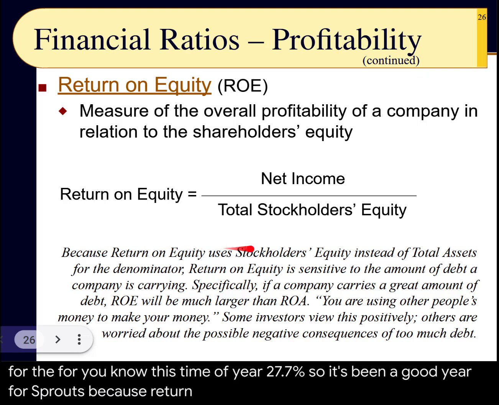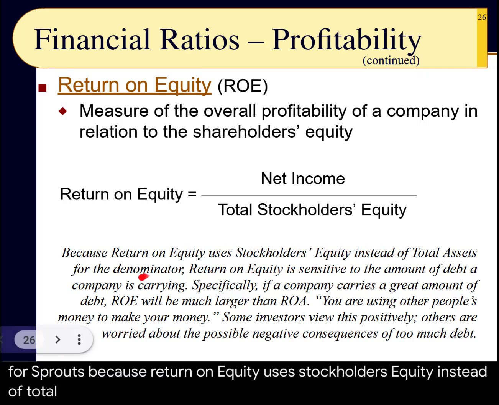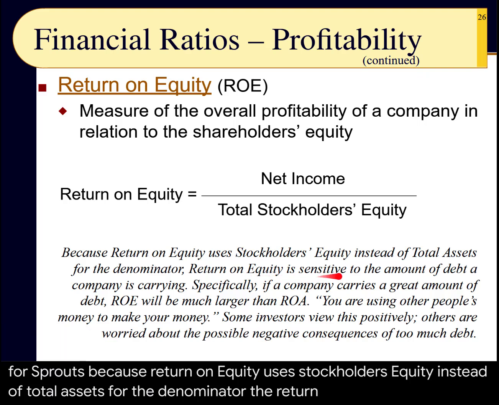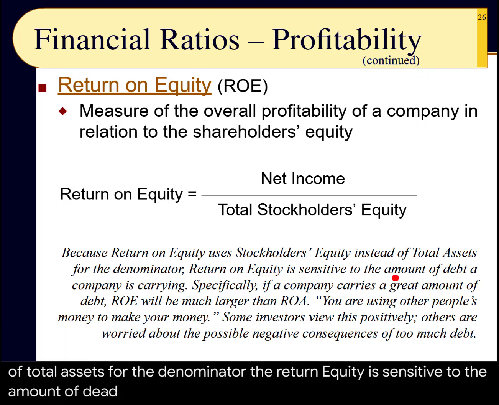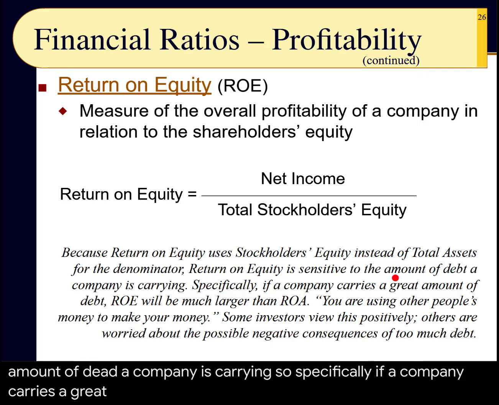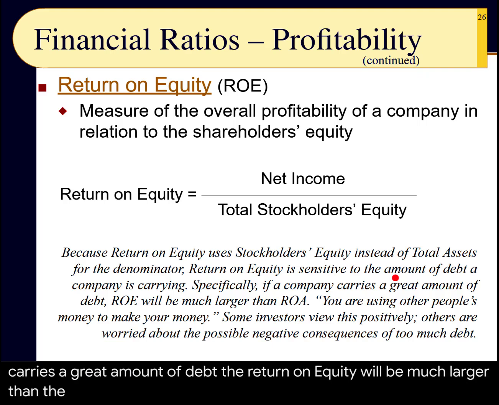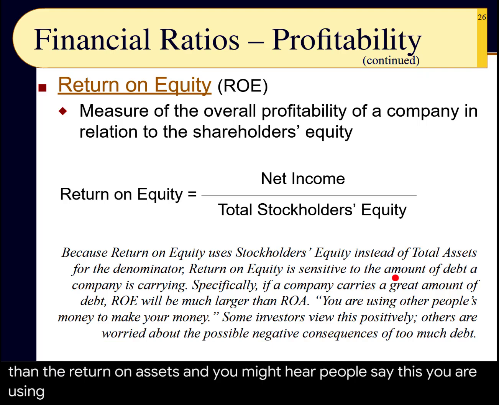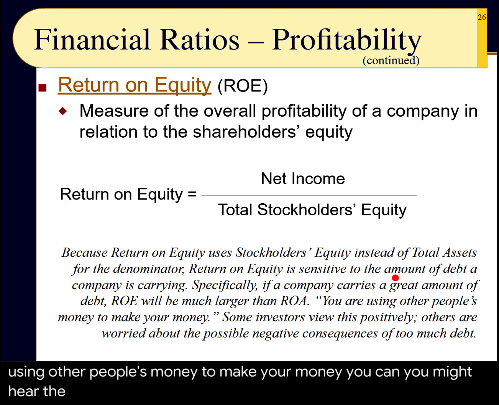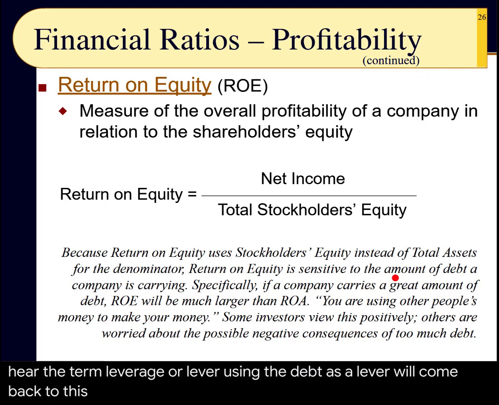Because return on equity uses stockholders' equity instead of total assets for the denominator, the return on equity is sensitive to the amount of debt a company is carrying. So, specifically, if a company carries a great amount of debt, the return on equity will be much larger than the return on assets. And you might hear people say this, you are using other people's money to make your money. You might hear the term leverage or lever, using the debt as a lever. We'll come back to this idea throughout the semester because it's very important.